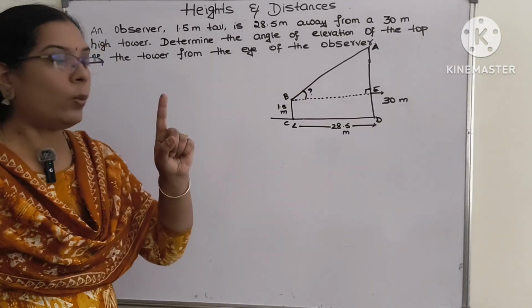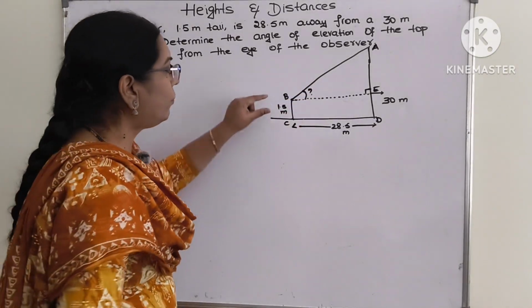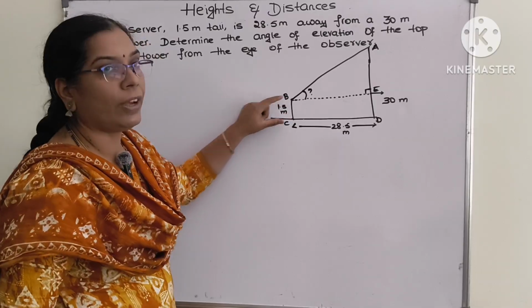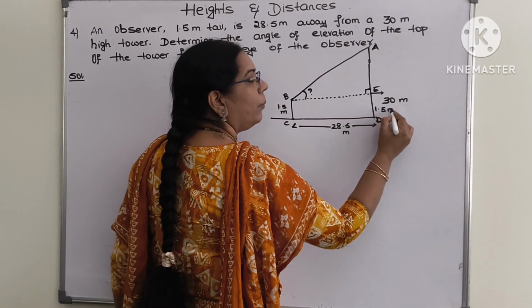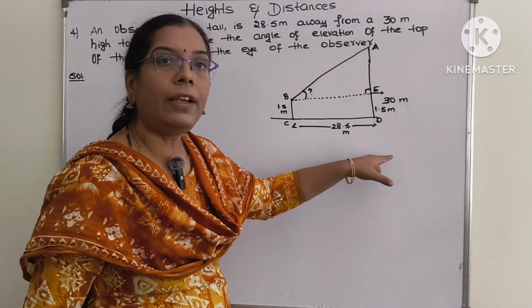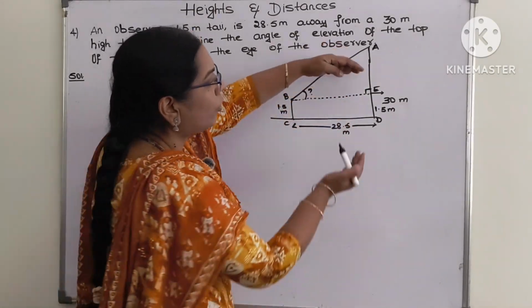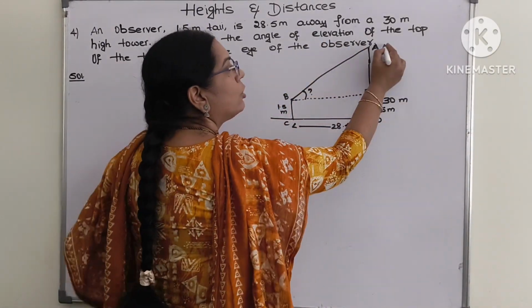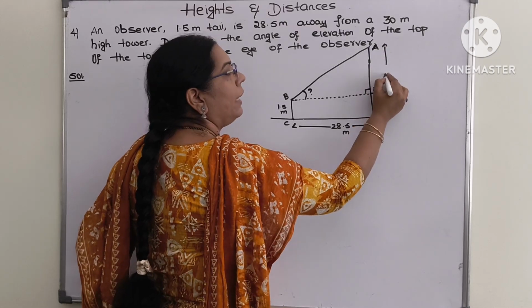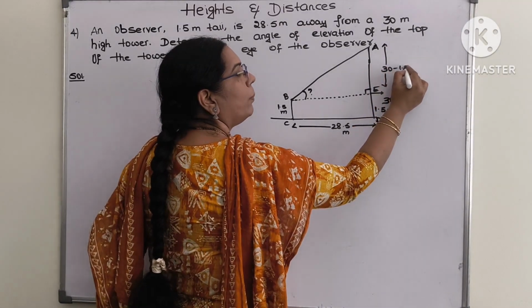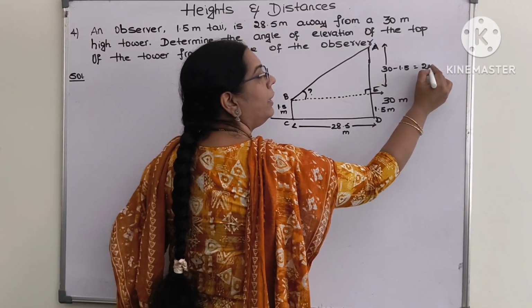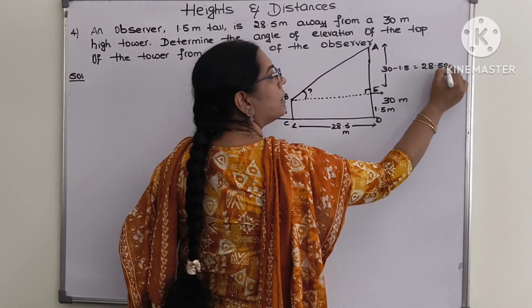I have only one right triangle. If this is 1.5, ED also becomes 1.5 meters. The total height of the tower is 30. Out of that, this is 1.5. So how much should be AE? AE should be 30 minus 1.5, which is 28.5 meters.